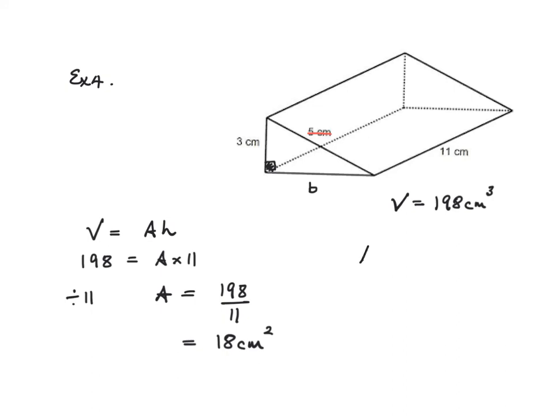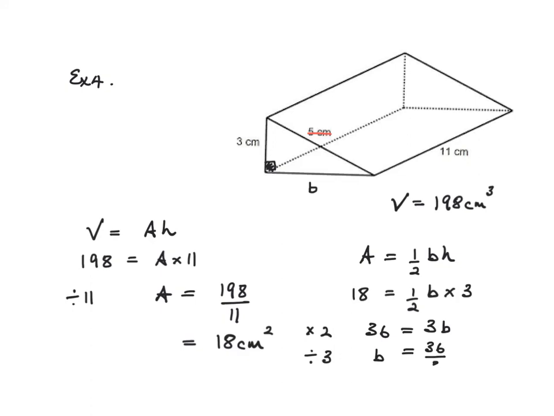The area of the triangular base is given by the formula A equals 1/2 of the base times the height. We know that the area is 18. We don't know what the base is, but we do know that the height is 3 centimetres. Now, this is a bit problematic. What I'm going to do is to multiply by 2 to get rid of that dividing 2. So 2 times 18 is 36 equals 3b. And the last thing I'm going to do is to divide by 3 to get b on its own. b equals 36 over 3, and that gives us 12 centimetres. So the base length of the triangle is 12 centimetres.